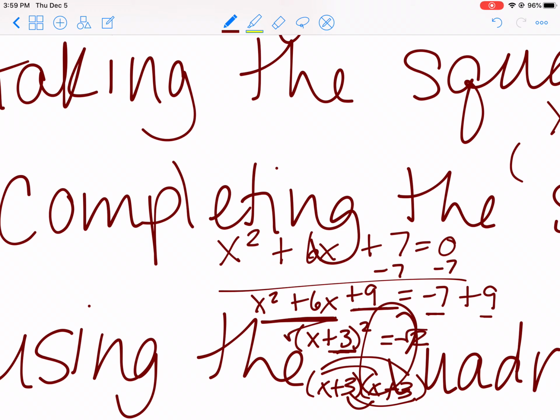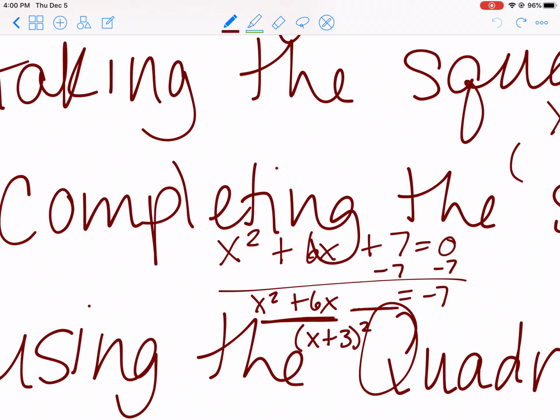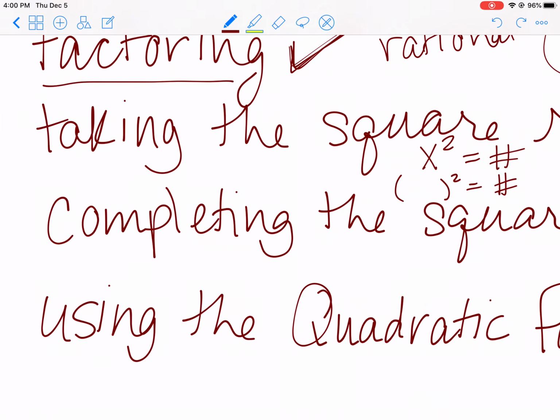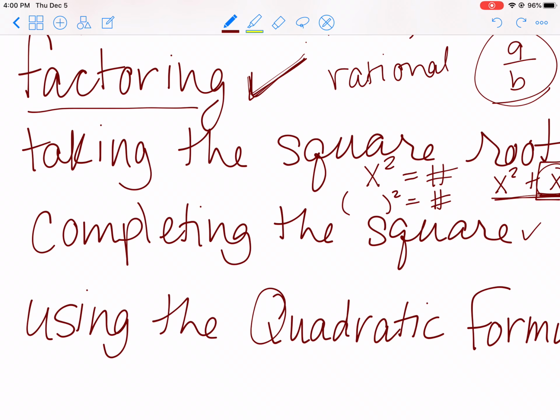Okay, so completing the square works for all types of problems as well. The disadvantage of completing the square can be that if our b term is not even, then we're dealing with a lot of fractions, and sometimes that can make things a little bit challenging. So while it can solve all types of quadratic equations, sometimes it's not the easiest method to deal with.